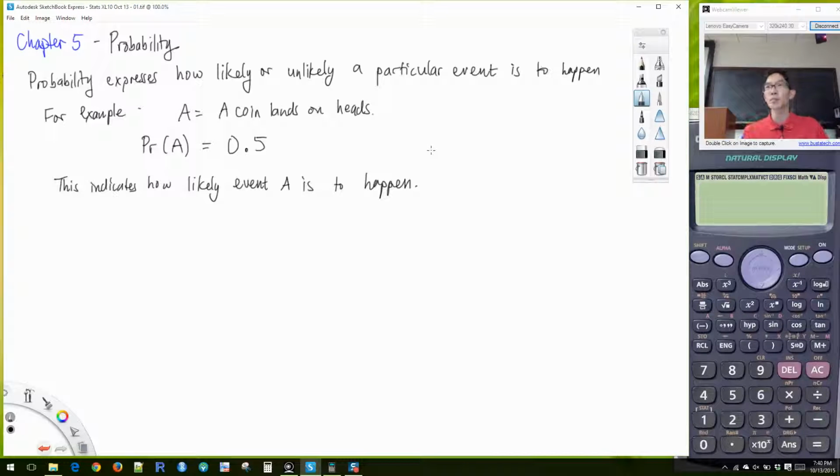Okay, so this indicates how likely event A is to happen, and so the probability of any event is written this way. We write P and then parentheses, or PR and parentheses. Okay, so probability can also be written with just a single P without the R.